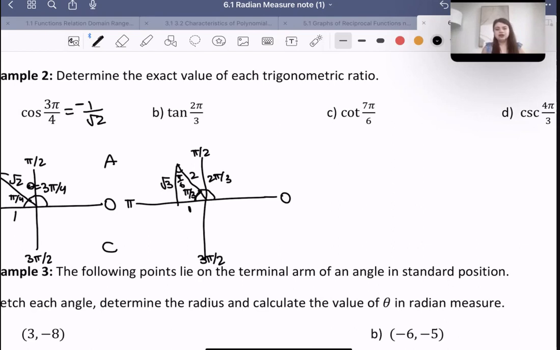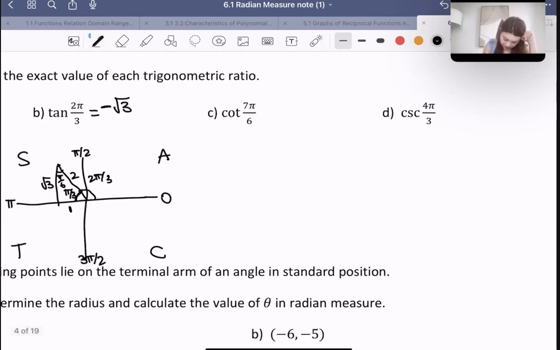Okay, so then we have tangent, which tangent is what? Tangent is opposite over adjacent. So opposite is root 3, and adjacent is 1. So this is going to be equal to root 3. And it is in the quadrant where only sine is positive, so therefore tan must be negative. So I'm going to plop a negative sign right there for negative root 3. Awesome. Okay, let's move on to cotangent.